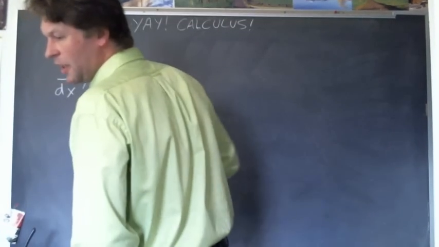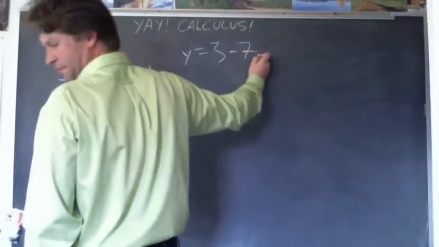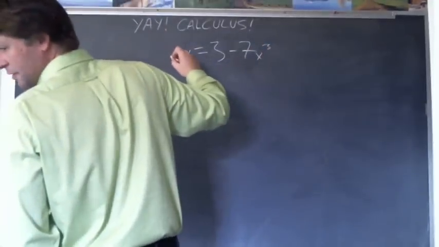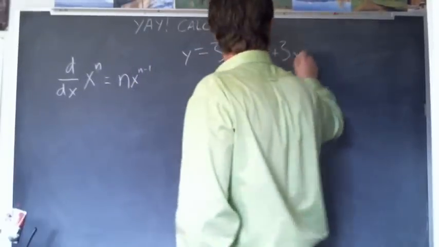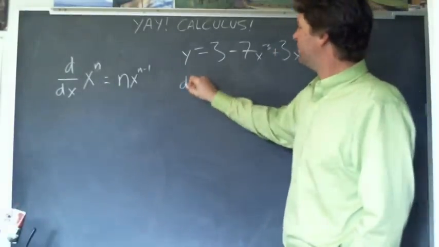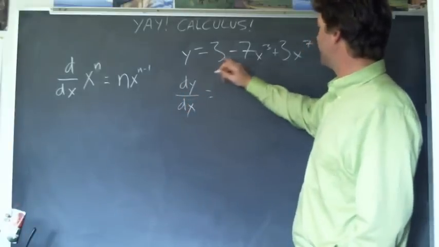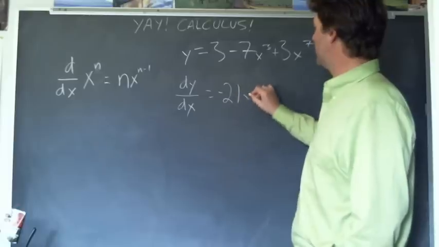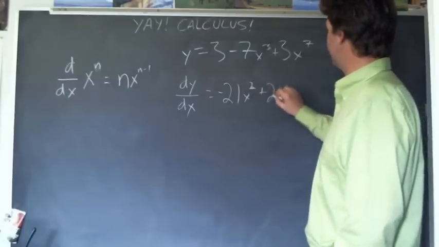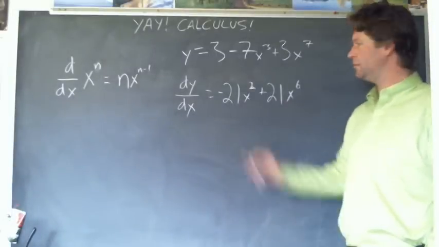Question number 2. y equals 3 minus 7x cubed plus 3x to the 7th. Derivative of y, dy dx, or y prime. 0. 3 times negative 7 is negative 21. Drop the exponent by 1. 7 times 3 is also 21. Drop the exponent by 1. That is a 2.